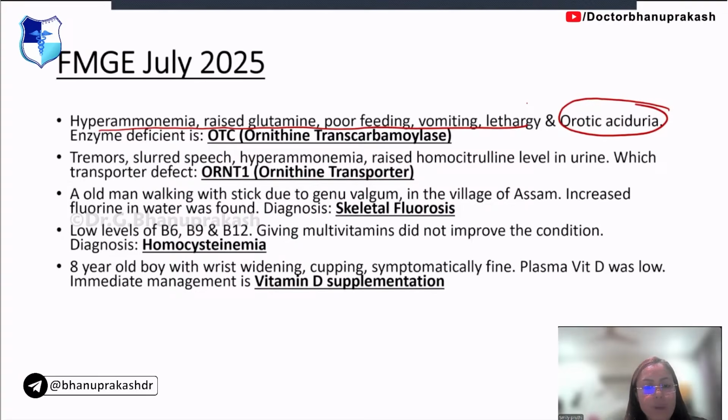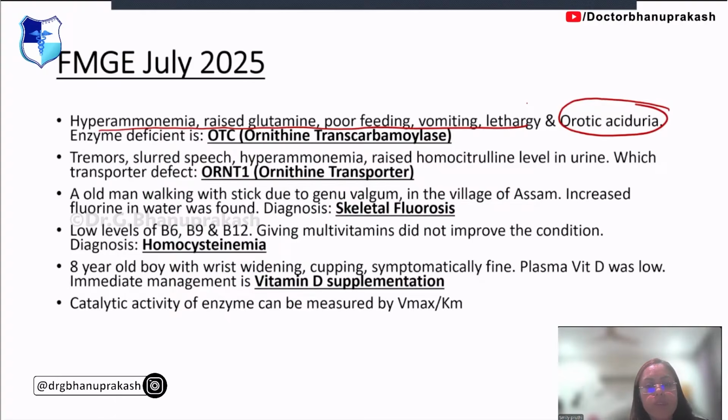8-year-old boy with wrist widening, cupping, symptomatically fine. Plasma vitamin D was low. So what is the immediate management you will do? Will you wait, will you not do anything, or will you give vitamin D supplementation? Obviously when the patient has wrist widening, cupping, and plasma vitamin D is low, we should give vitamin D immediately. We should not wait even if the patient is symptomatically fine.